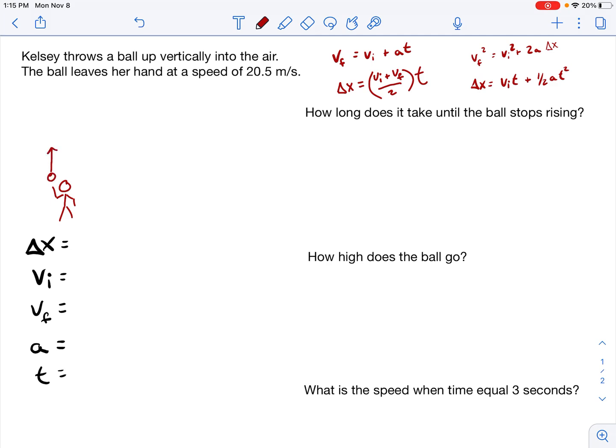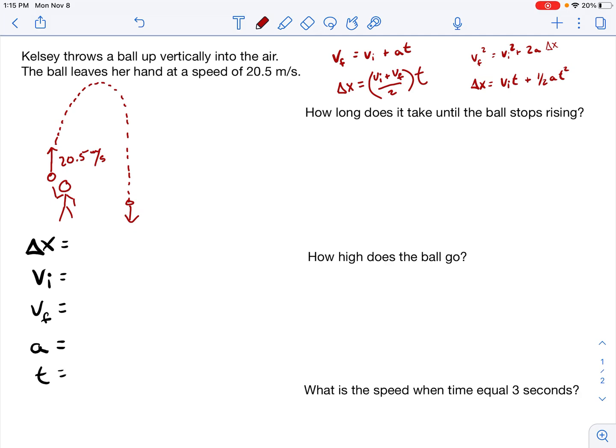So in this case, Kelsey threw the ball into the air with a speed of 20.5 meters per second. And then the ball goes up. It's going to turn around and come back down. Okay? And so let's figure out what's going on here.